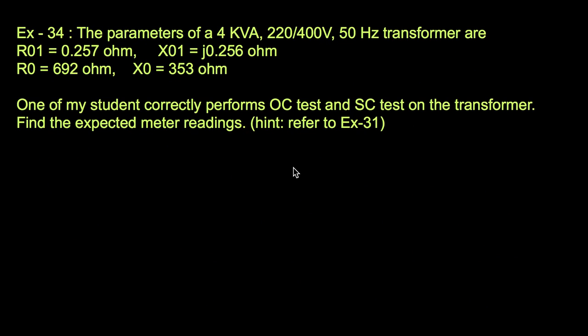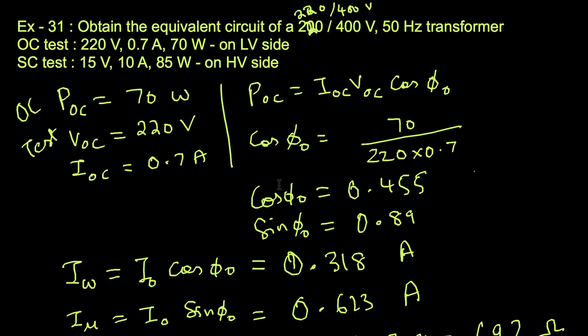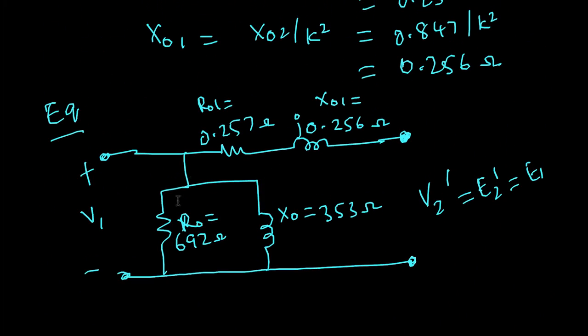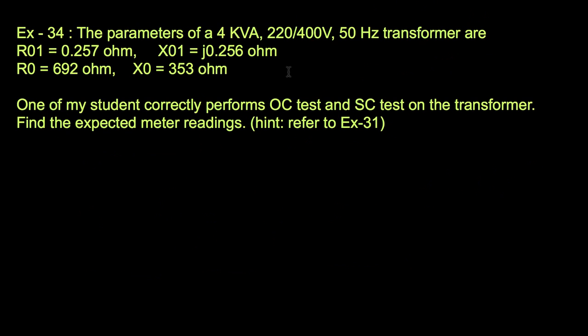Another thing: here, the R01 and X01 values are given. If you refer back to our earlier question number 31, where OC test and SC test results were given, finally the output I got is this one. So I have now given these parameters here: 257, 256, 692 and 353 ohms. And given these parameters, what would be the test results?